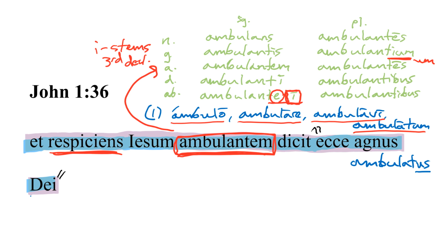Another thing we want to be sure to mention about these present active participles is that their time, that is the time that they indicate, is contemporaneous by virtue of the fact that they're present participles with the main verb of the sentence, which in this case is dicit. Now we know that dicit is third person singular, present active infinitive, which means that the action indicated by ambulantem and by respiciens is contemporaneous with that of dicit.